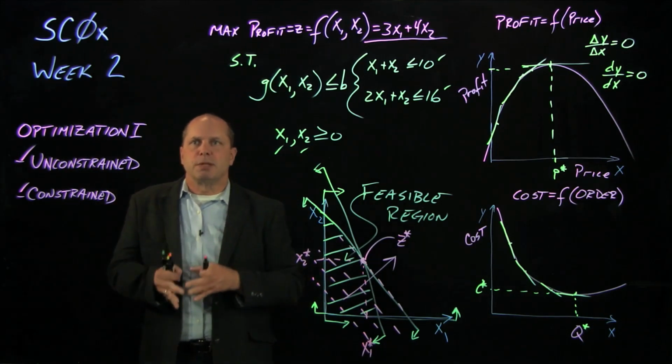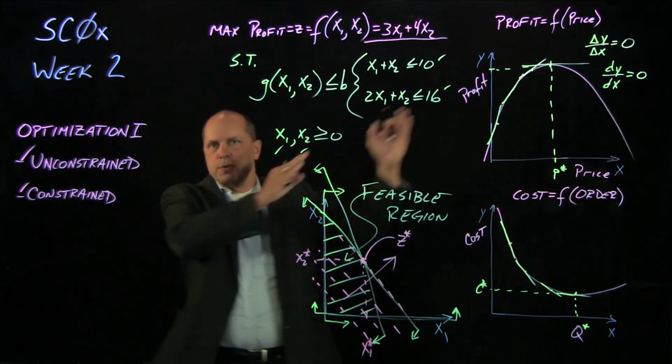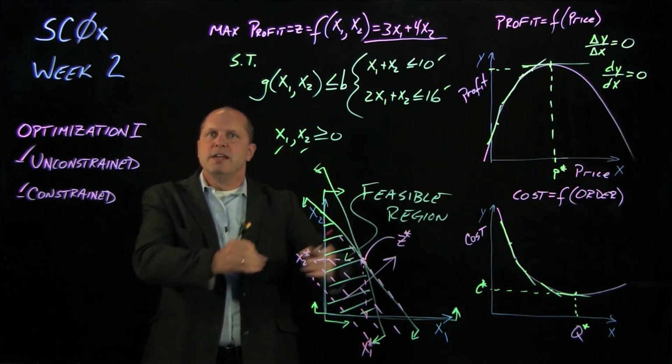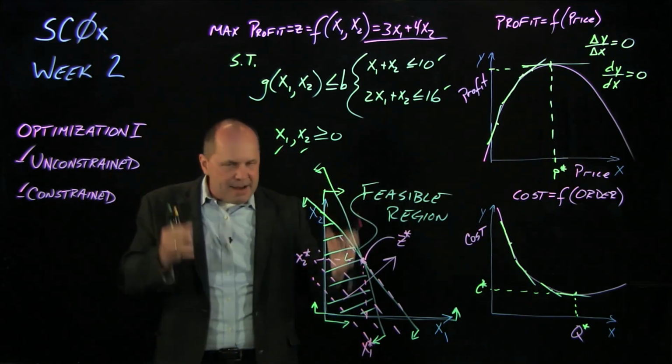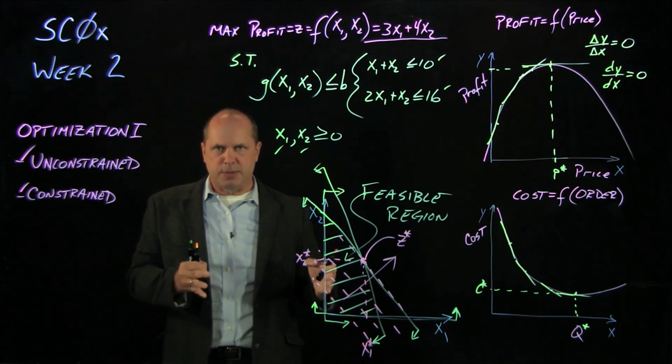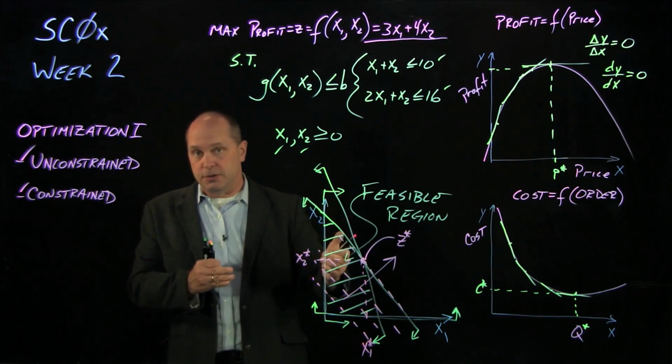So this is the building block of optimization. We're going to start with unconstrained, move to constrained. It's the framework that we'll use and is embedded in every software system you see in supply chain management that gives you a recommendation or a solution.